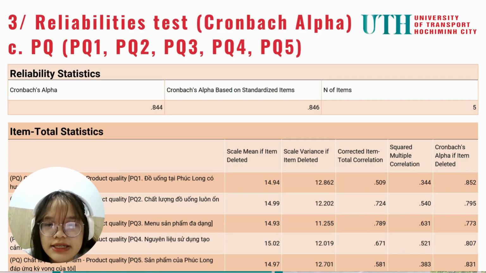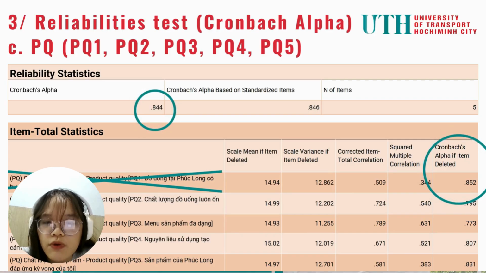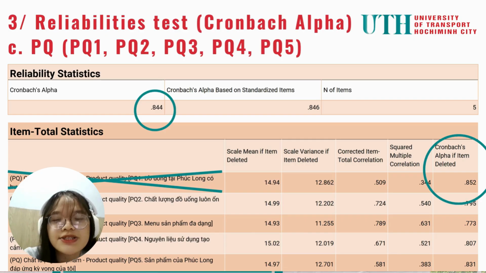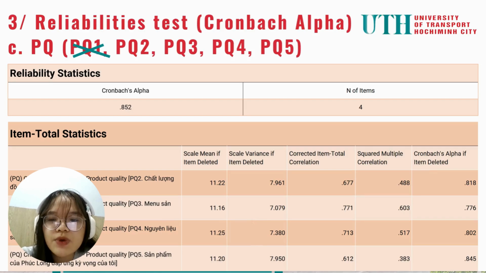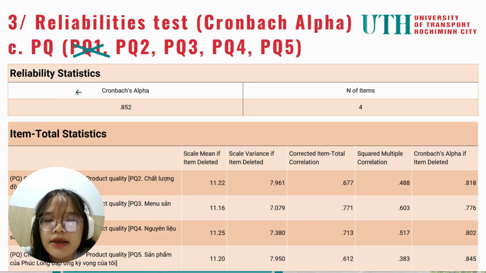So this shows that if we delete PQ1, the Cronbach's alpha will increase from 0.844 to 0.852. So I would say that although PQ1 was still above the minimum requirement of 0.3, it was removed to slightly improve the internal consistency of the PQ scale. After removing PQ1, the product quality scale contained 4 items. The Cronbach's alpha increased to 0.852.